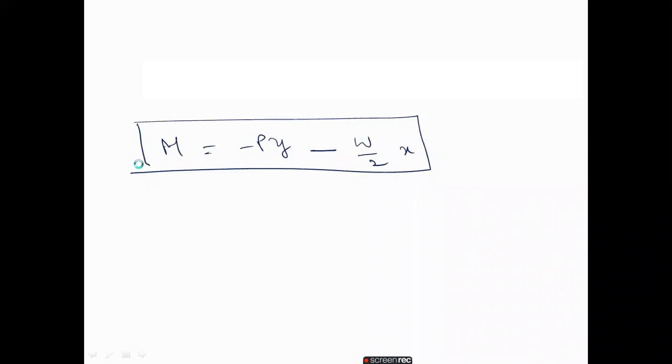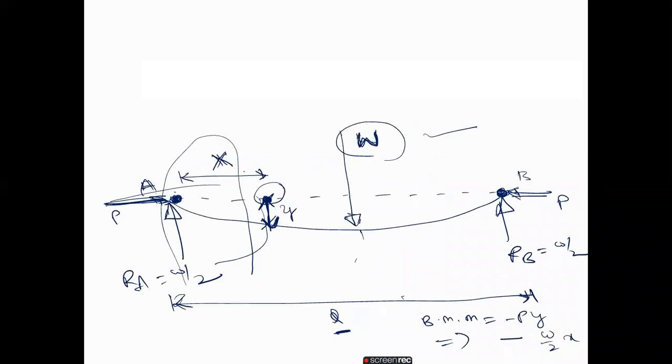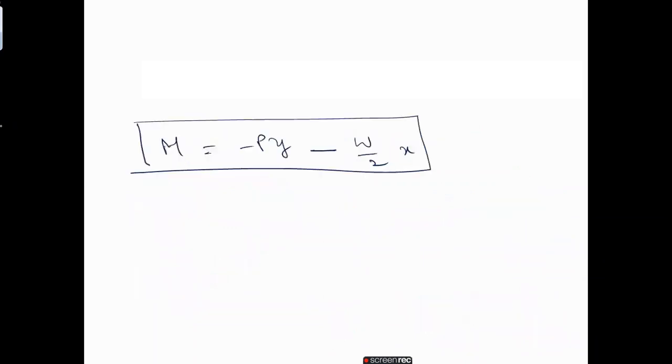Yes, my dear students, again I will explain. If you consider the point from A, on the left side, the moment is W by 2 into this distance, and P into Y, you will take the deflection like this. This is the moment we got till now. Now the bending moment is also given by, we know that already, M equal to EI into d square y by dx square.